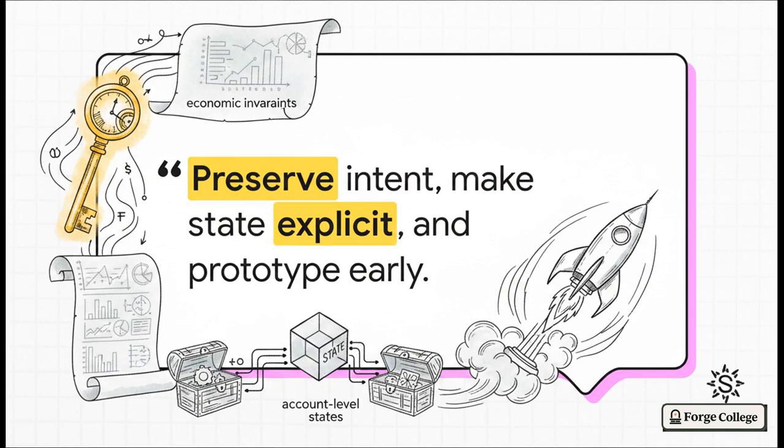Focus on keeping your economic invariant identical, convert that sloppy implicit global storage into tight explicit account level state, and always prototype a minimal slice of your critical functions first so those structural changes reveal themselves instantly.